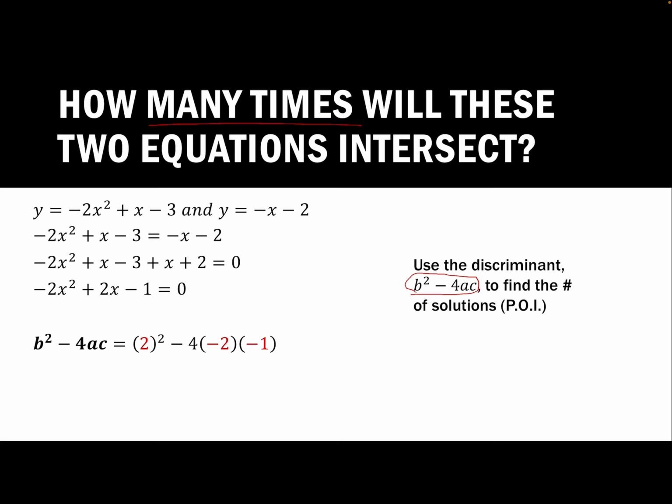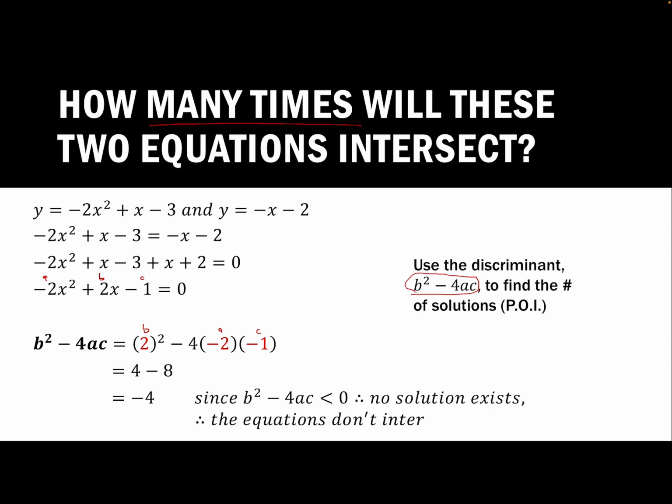So our b value is 2. This is the b value. And it looks like we have b here, and then a is negative 2, there's a, and then c is negative 1. Okay, so we just calculated the discriminant. We get 2 squared is 4, and then negative 4 times negative 2 times negative 1 is negative 8. This gives us negative 4. So since our discriminant is less than 0, that means no solutions exist. Okay, so if there's no solutions, then we know that these don't intersect at all.